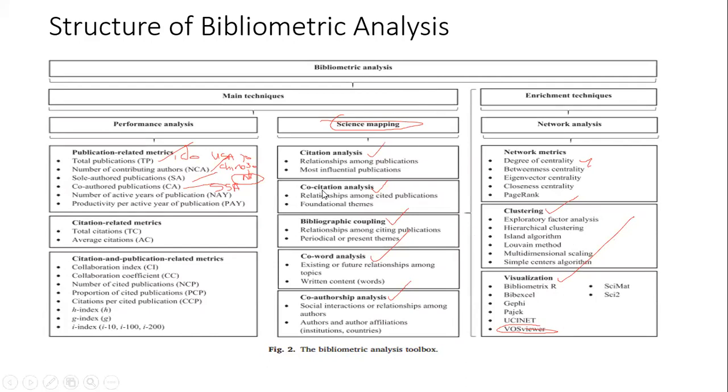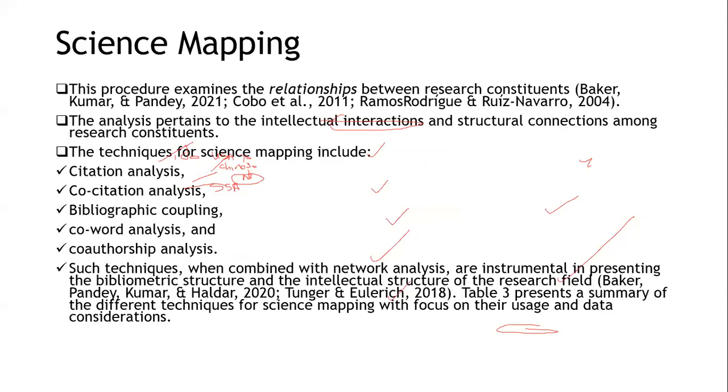What's going on here? Right. So this is what I've been talking about. I've been discussing this science mapping. Again, let me acknowledge Donthu and colleagues. They did very well in studying this and giving us a guide to bibliometrics. So this procedure examines the relationship between the research constituents, that is science mapping. The analysis pertains to the intellectual interactions and structural connections among research constituents. So we are simply talking about these things that we've been talking about: citation analysis, co-citation analysis, bibliographic coupling, co-word analysis, and co-authorship. Such techniques, when combined with network analysis, are instrumental in presenting the bibliometric structure and the intellectual structure of the research field.